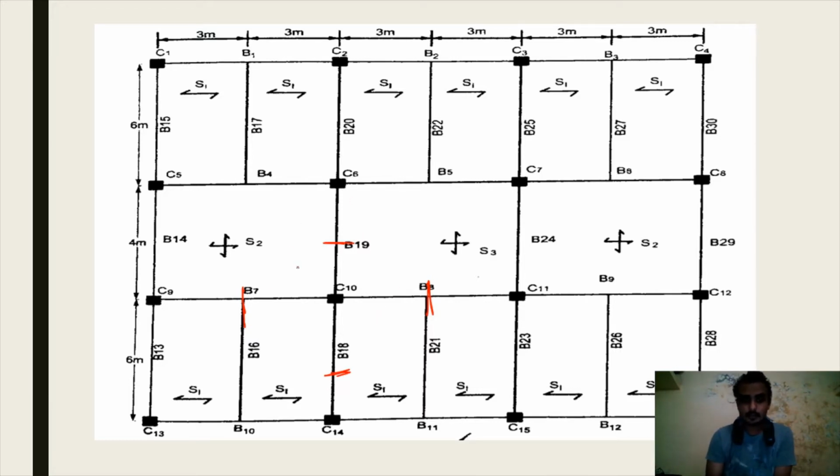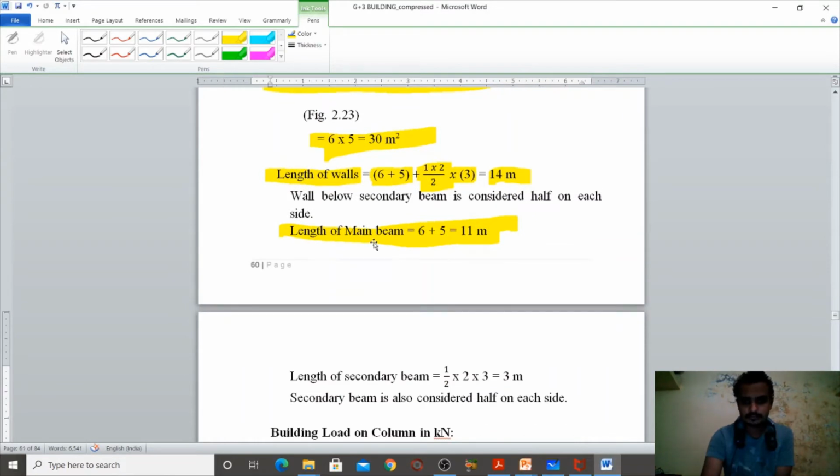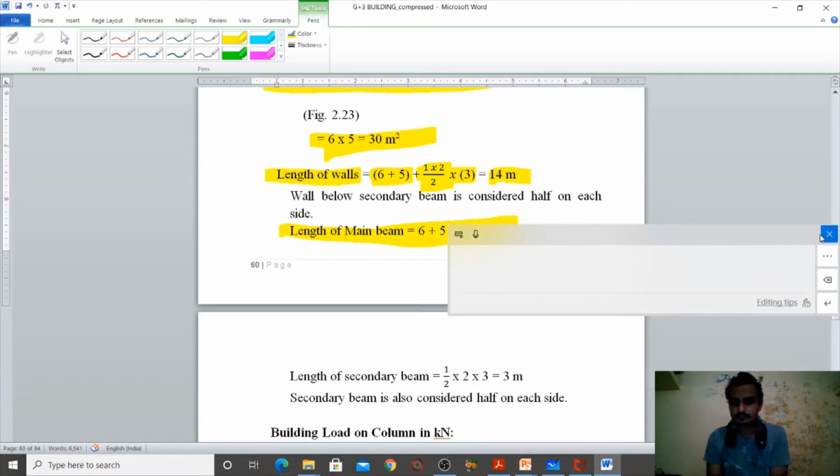Okay, so the main beam means this beam. So 6 plus 5 means what? It's 2 meter, 3 meter, 3 meter, and here is a 3 meter. So 6 plus 5 means this 6 meter and this 5 meter. These are the main beams. So this is 6 plus 5 plus 1/2 by 2 into 3, which is 40 meter.